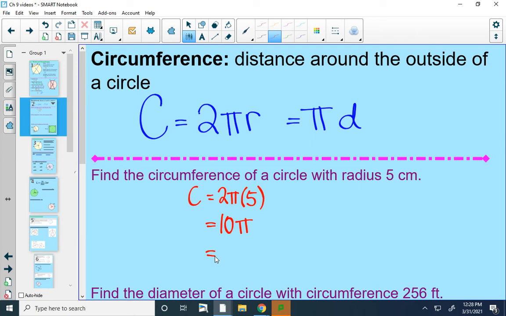We know pi is about 3.14, so we probably don't even need to put that in a calculator. It would be 31.4. And those are in centimeters. So again, in this case, either answer would be correct because the question does not specify if we want an approximation or an exact answer.